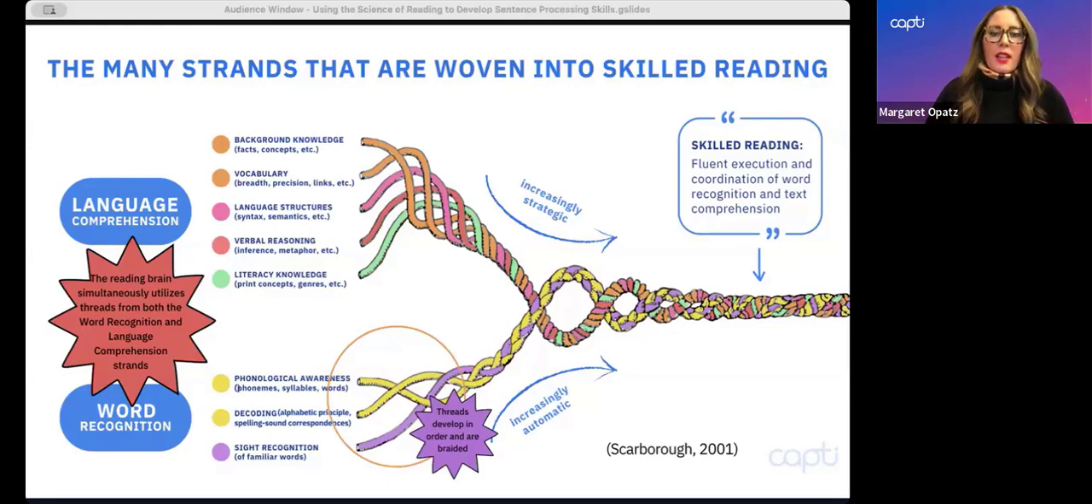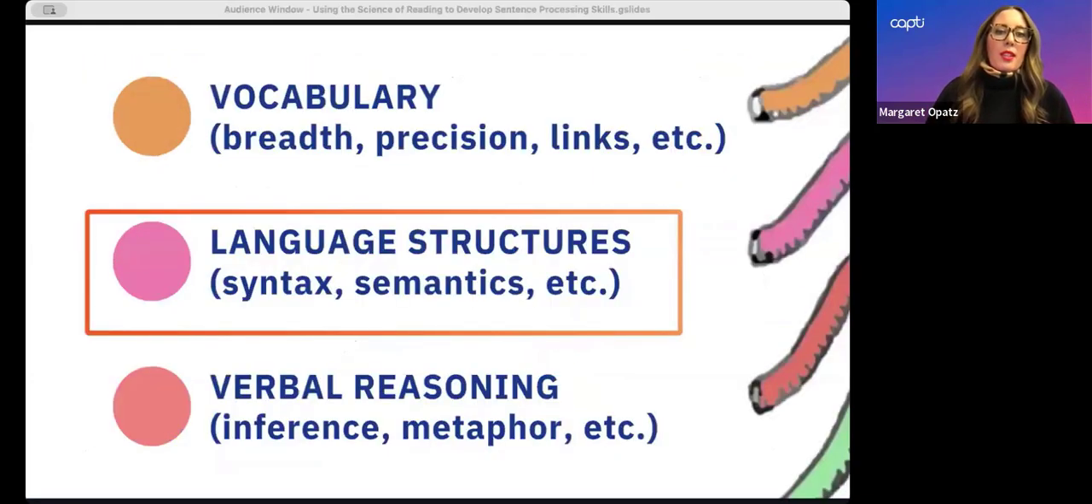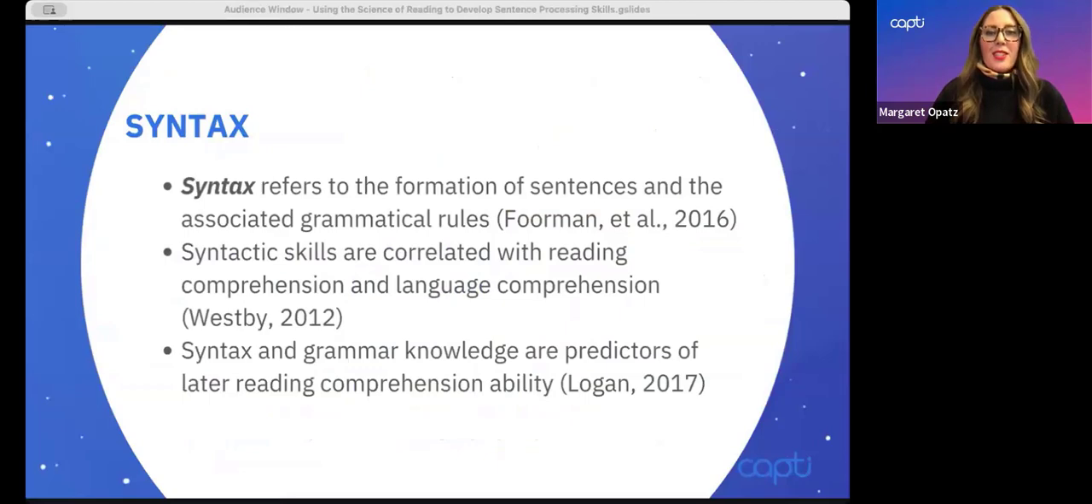So as far as today's webinar goes, we're really going to focus on these language structures. And within language structures, there's two that are really highlighted here. So we have syntax and semantics. I want to start off with syntax just to kind of lay a foundation of what we mean when we say syntax. I know for some people, they may have done some diagramming of sentences when they were kids. I definitely did not get that in school. So I just want to base the conversation in what is syntax.